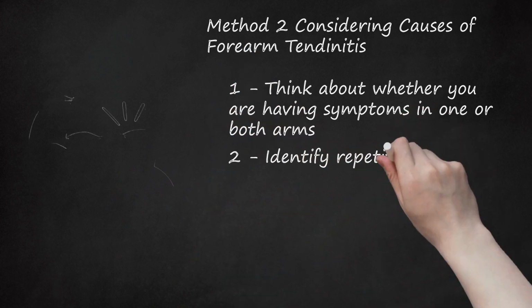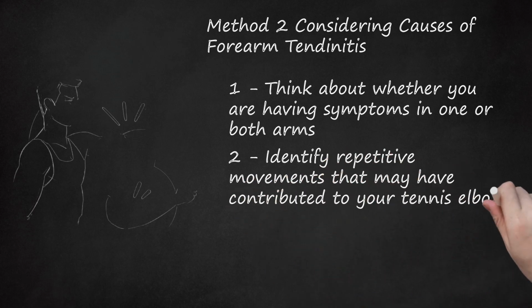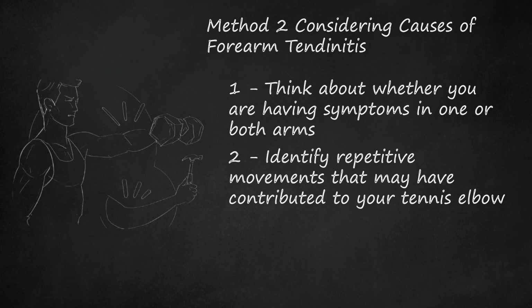2. Identify repetitive movements that may have contributed to your tennis elbow. Tennis elbow may develop if you exert force against an object with your elbow extended. Although tennis elbow is often caused by playing tennis, using a lighter racket and a two-handed backhand swing may reduce your chances of developing this condition.